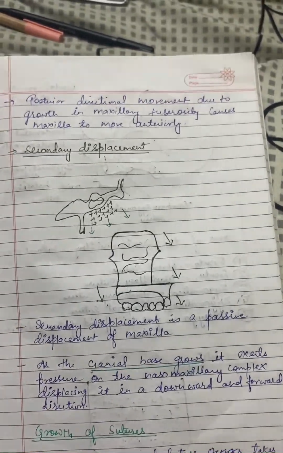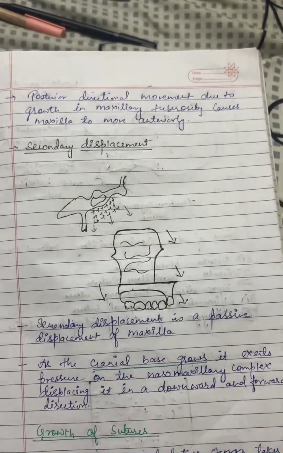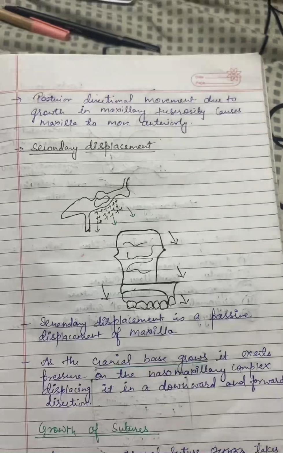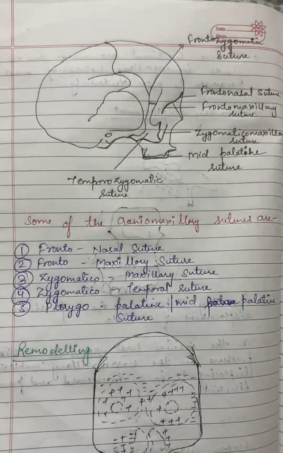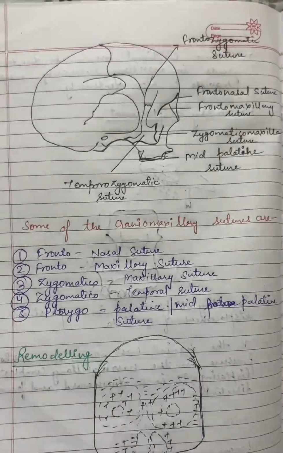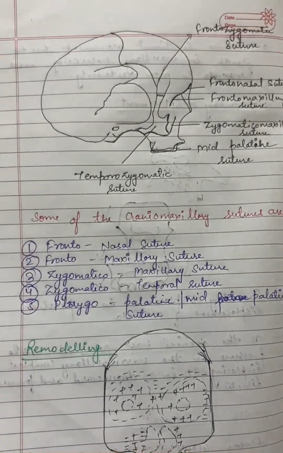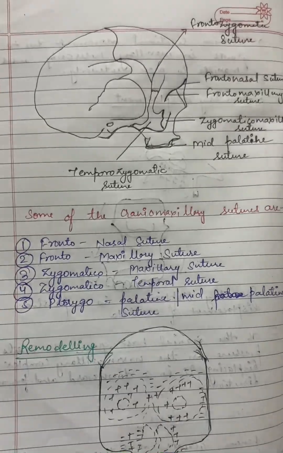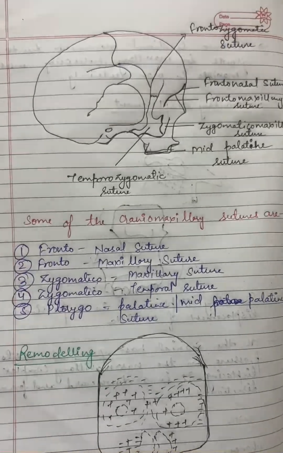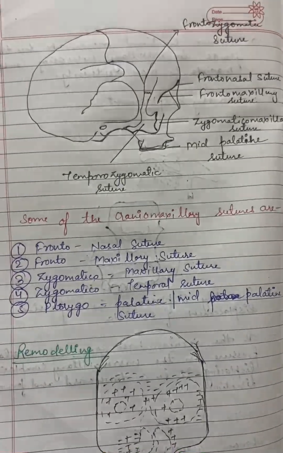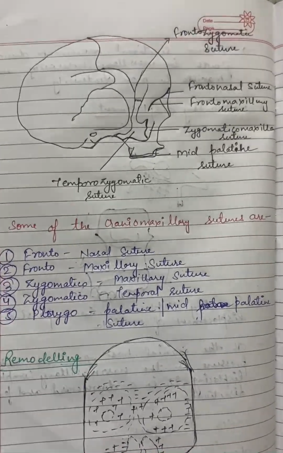Now coming to growth of sutures. Whenever growth of sutures takes place, it leads to downward and forward displacement of the maxillary complex. Some of the craniomaxillary sutures are frontonasal suture, frontomaxillary suture, zygomaticomaxillary suture, zygomaticotemporal suture, and pterygopalatine or mid-palatine suture. These all are the sutures of the craniofacial base. Then coming to remodeling.